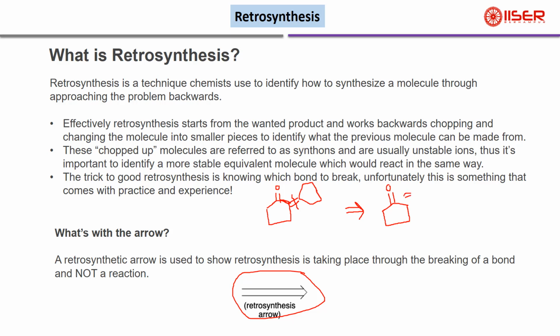So there will be two negative centers, and on the other side there will be two positive centers. These are called synthons.